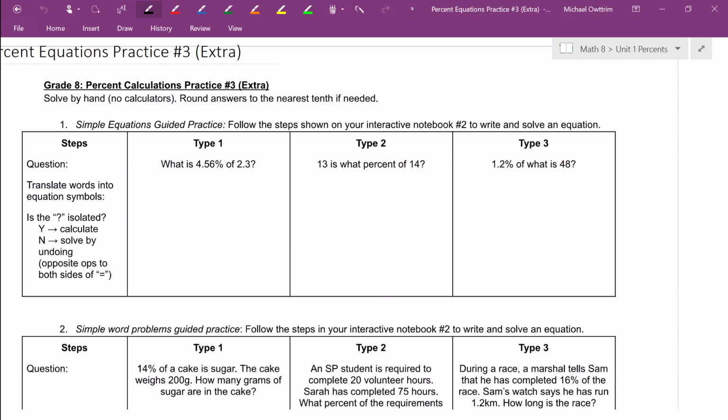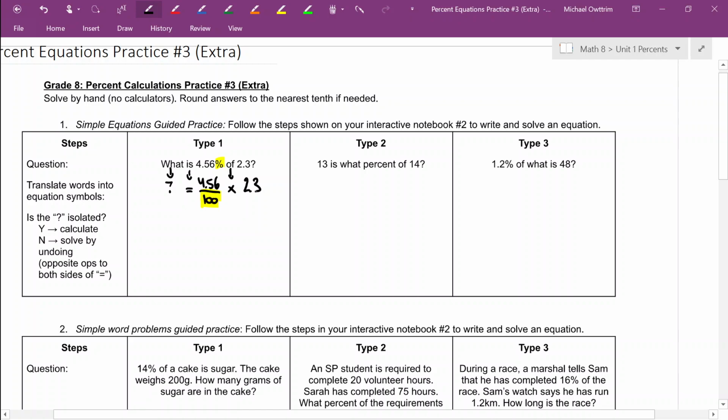So when we look at our type 1, we want to start by translating. The word what always becomes our unknown or our question mark. Is always represents an equal sign. Numbers stay the same, so 4.56 is still 4.56. Percent, we know the meaning of percent is out of 100, so that's what that translates into. And then of translates into times, and 2.3 is a number, so just 2.3.